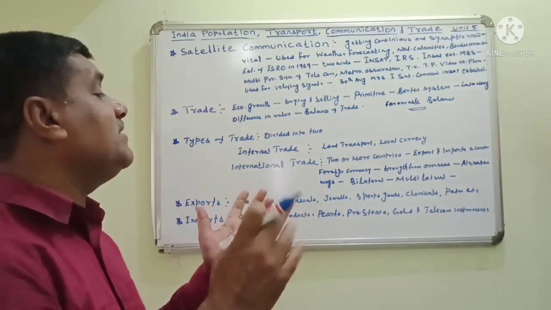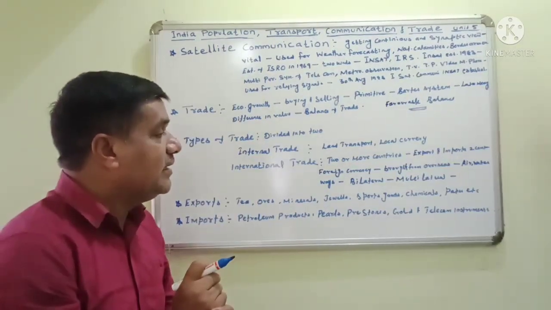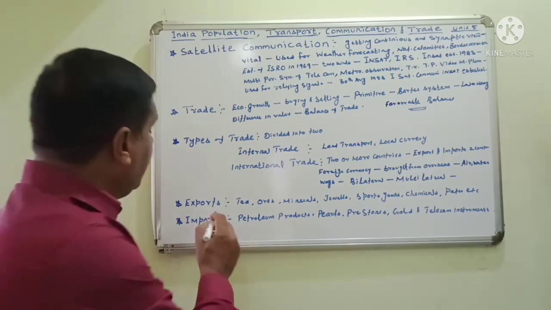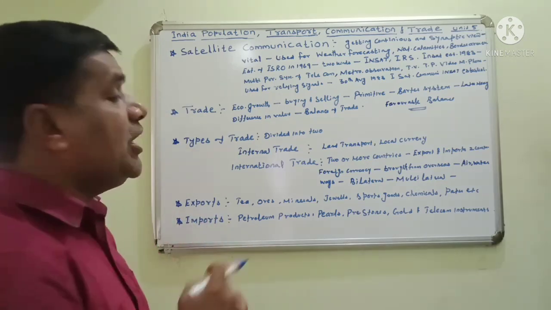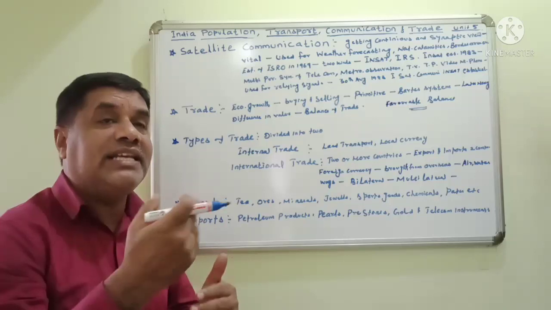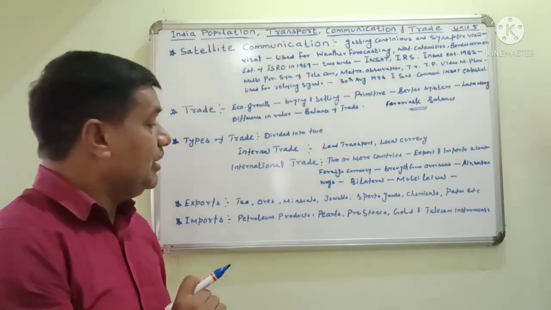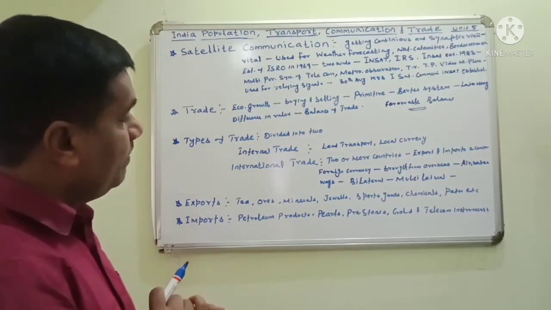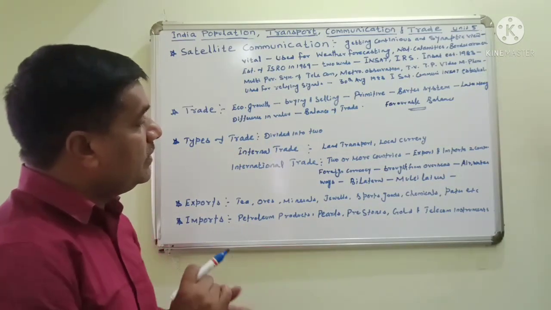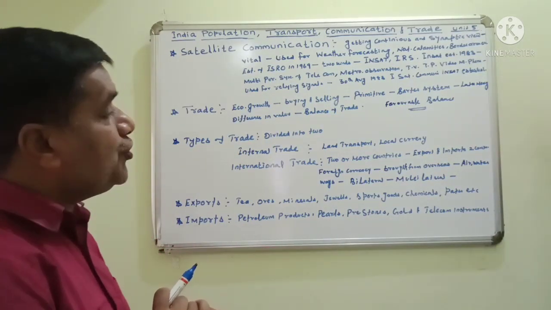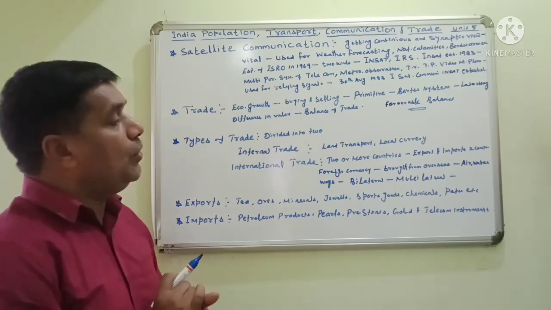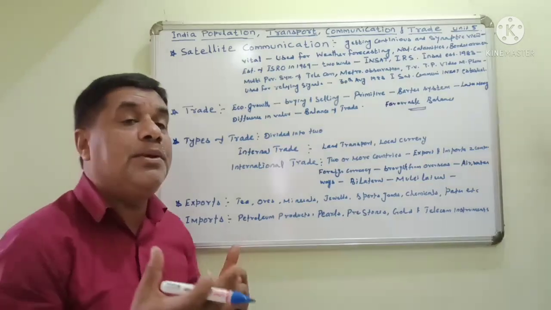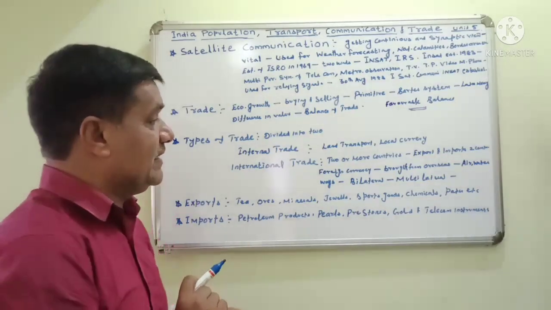More and more goods and services are exported to other countries by our country. And imports. We import goods and services from other foreign countries: petroleum products, pearls, precious stones, gold, and telecom instruments. These are all we import from other countries.